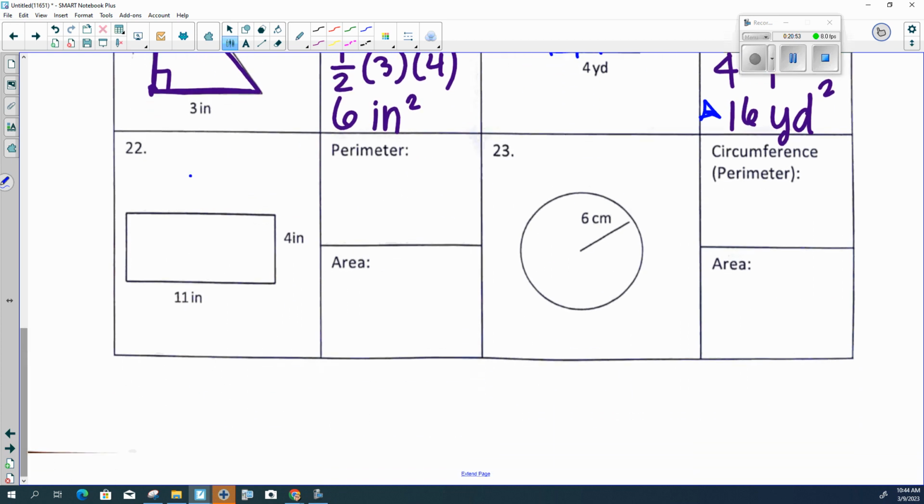All right, perimeter, I think it helps to write these all the way around. I know 11 plus 11 is 22. I know 4 plus 4 is 8. And this does have units of measurement. Area is base times height.